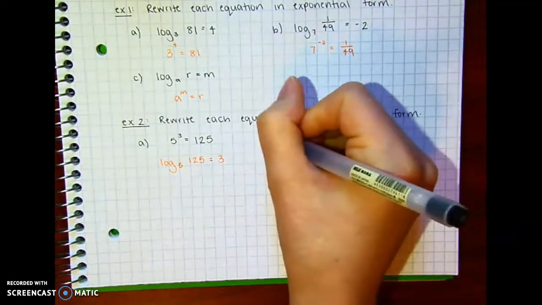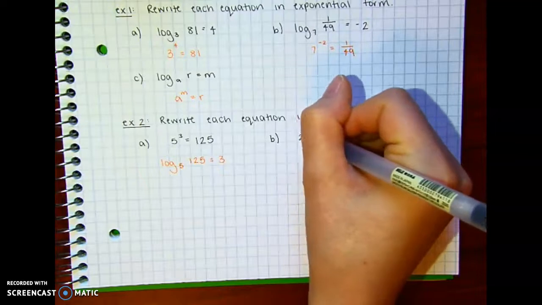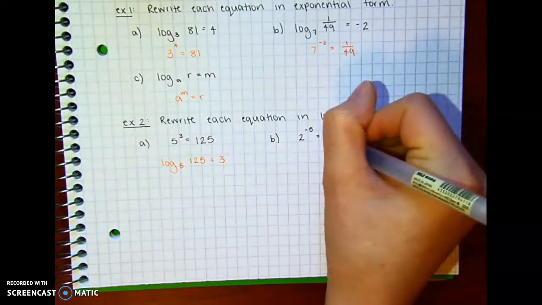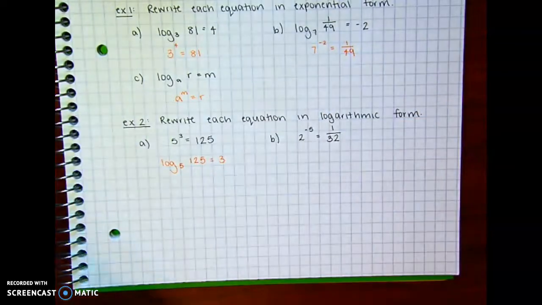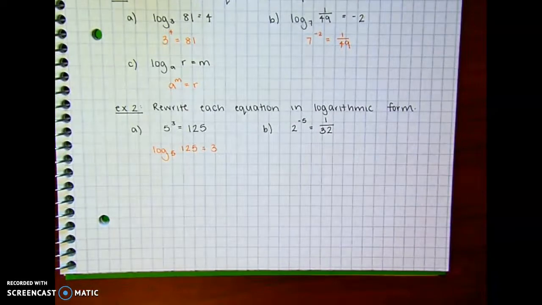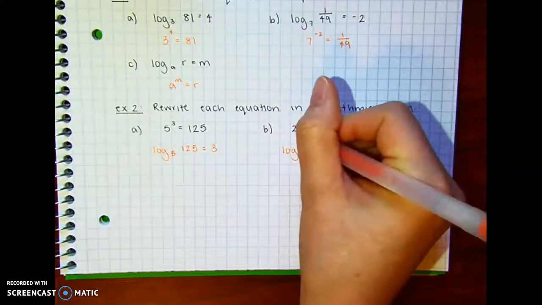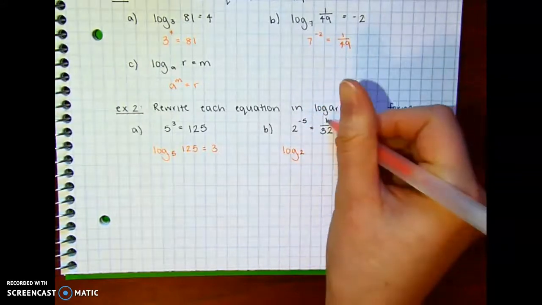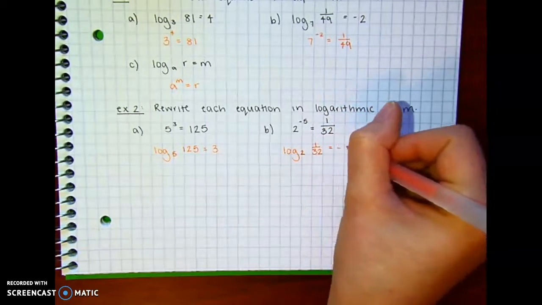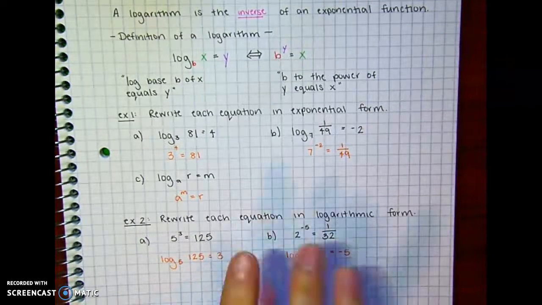Let's do another. So let's do 2 to the negative 5th equals 1 over 32. So rewriting this as a logarithm, you could try to pause and do it on your own. So it'll be log base 2 of 1 over 32 equals negative 5.